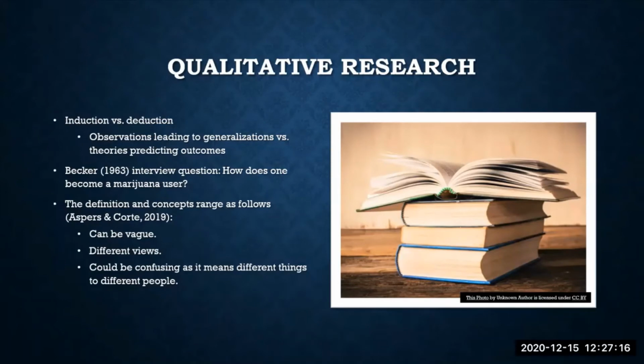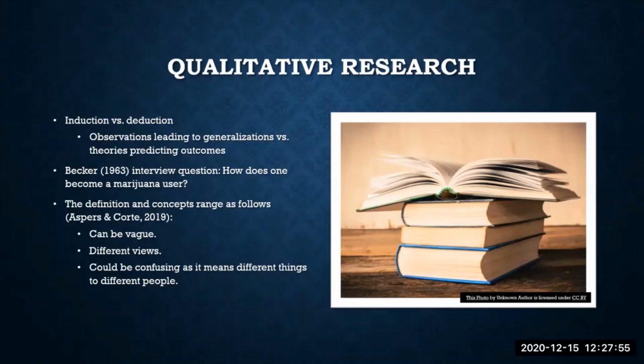Becker, in a book in 1963, noted an interview question which is somewhat relevant in this day and age where you're seeing a lot more push for the decriminalization of marijuana. But he wrote this in 1963. How does one become a marijuana user? That is an interview question that was used, and it is one of the foundational questions where a lot of additional research related to qualitative studies came from. So Becker, 1963, look it up. I have the reference at the end of the slide. It definitely provides a lot of good information for those who may be curious about using the qualitative method of study.